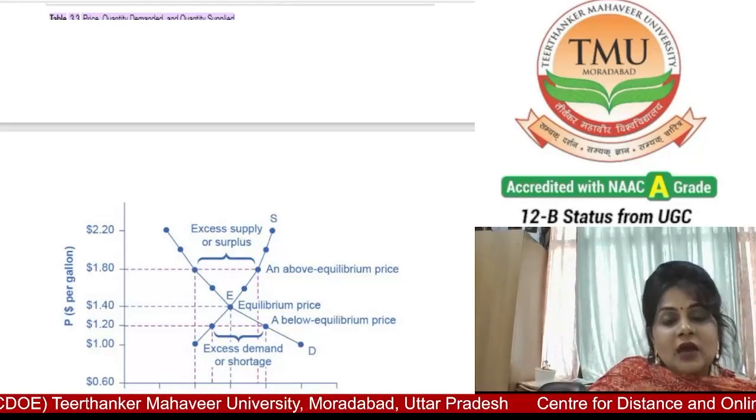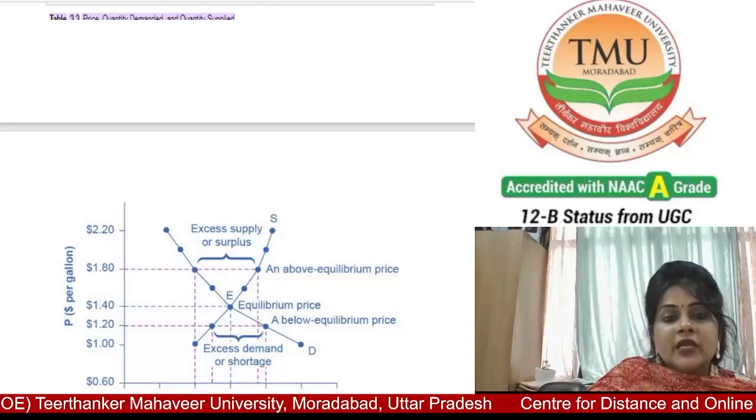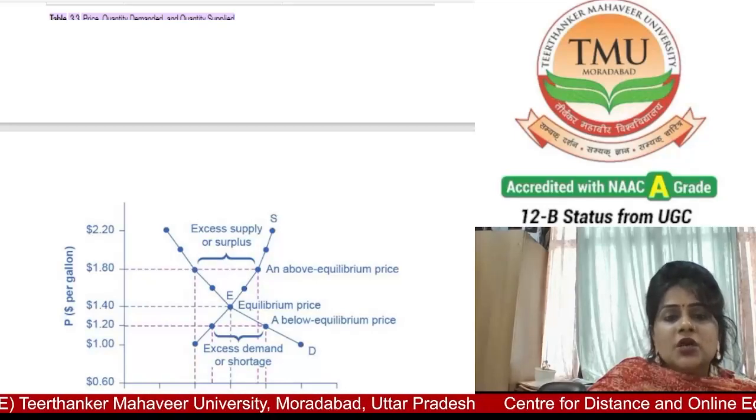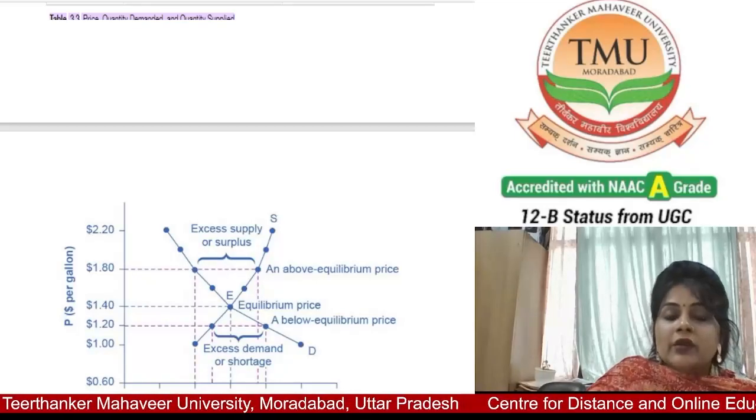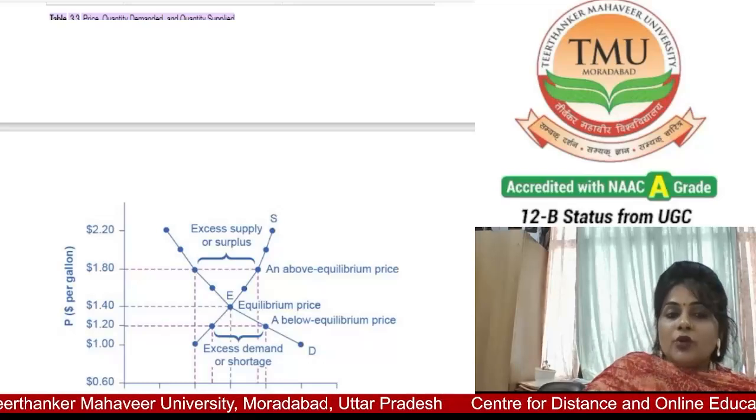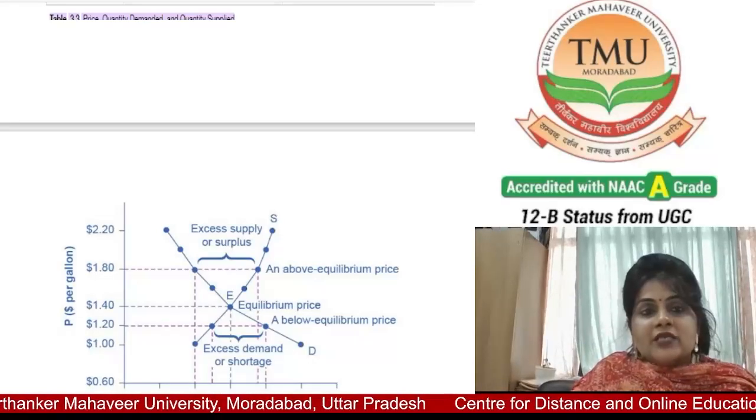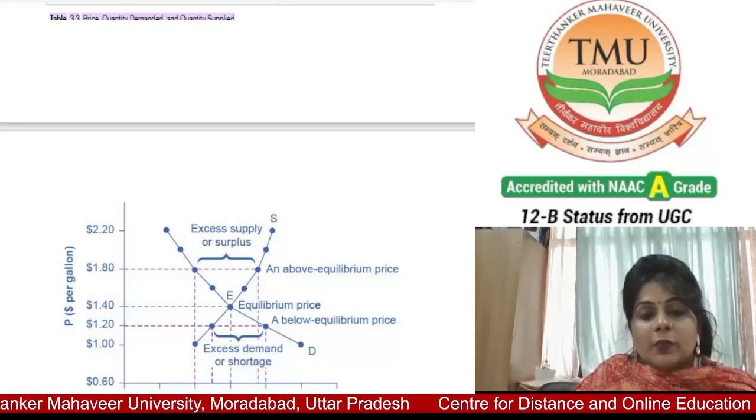Therefore, if the price is above the equilibrium level, incentives built into the structure of demand and supply will create pressure for the price to fall towards the equilibrium, and the price will become the equilibrium price.